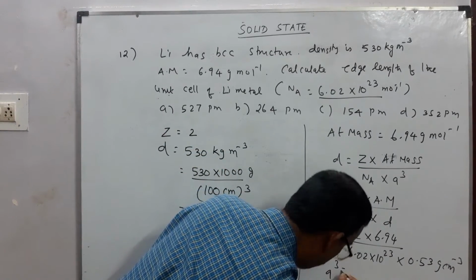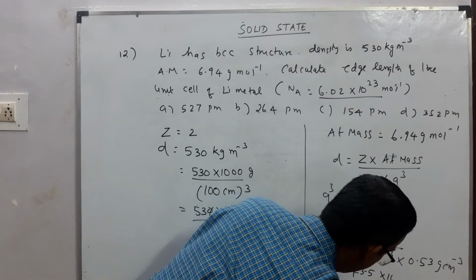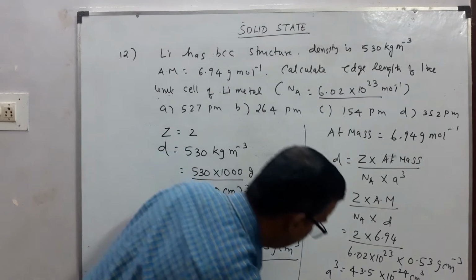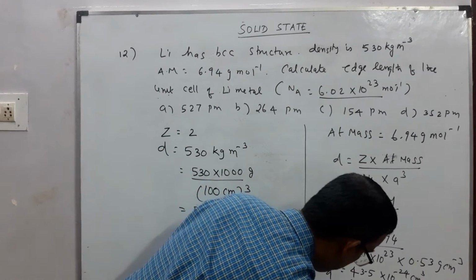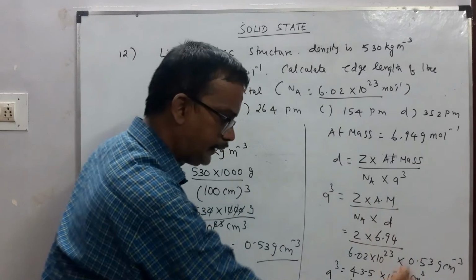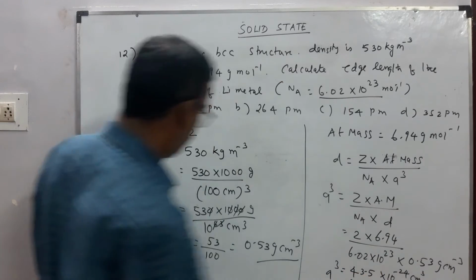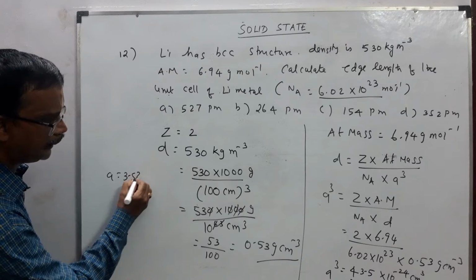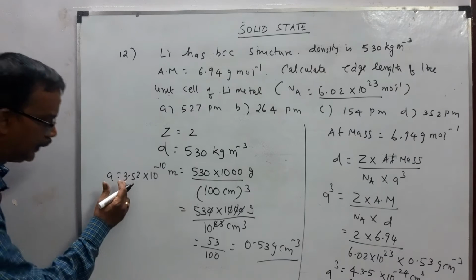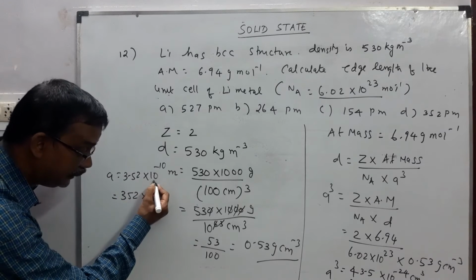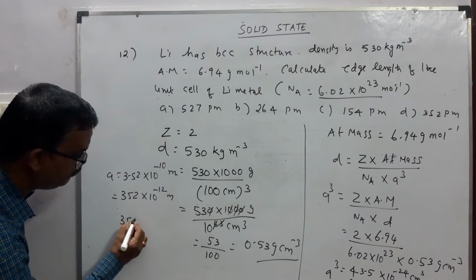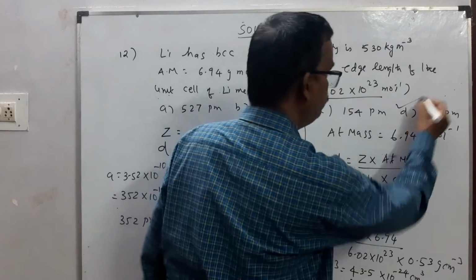Simplifying, we get a cube equal to 43.5 into 10 to the power of minus 24 centimeter cube. So taking the cube root, a is 3.52 into 10 to the power of minus 8 centimeter. If you convert it into meter, into 10 power minus 2. So a value is 3.52 into 10 to the power of minus 10 meter. If you convert it to picometer, 10 to the power of minus 12 meter, it is 352 picometer. Option D. Okay.